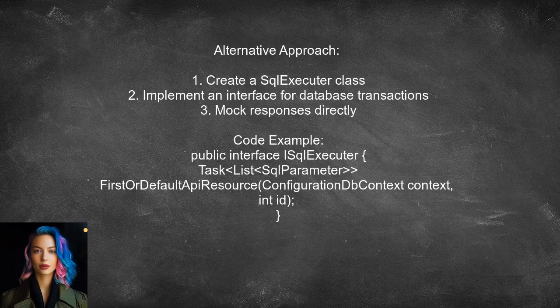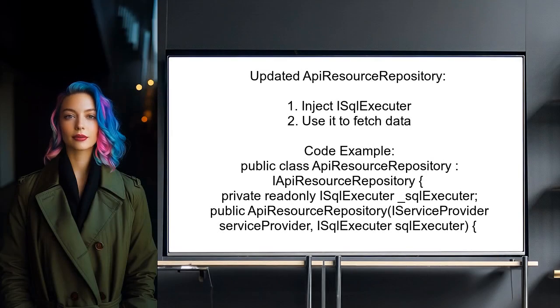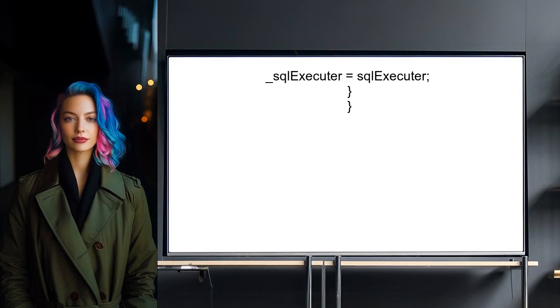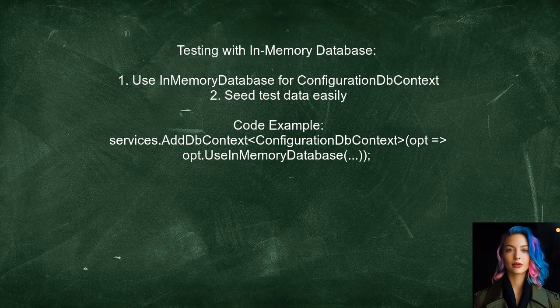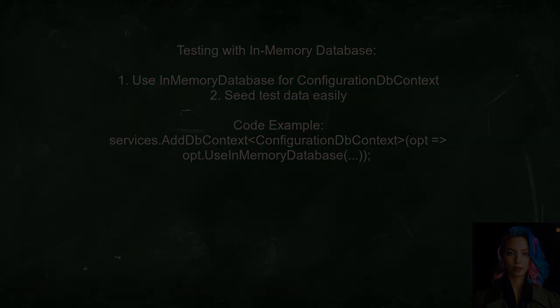An alternative approach shared by another user involves using a SqlExecutor class to simplify database interactions. This allows for direct mocking of database responses, making testing easier. In their implementation, the user suggests modifying the API resource repository to accept an ISqlExecutor instance. This way, the repository can call the executor for data retrieval, enhancing testability. Additionally, the user mentions using an in-memory database for testing, which allows for easy setup and teardown of test data.